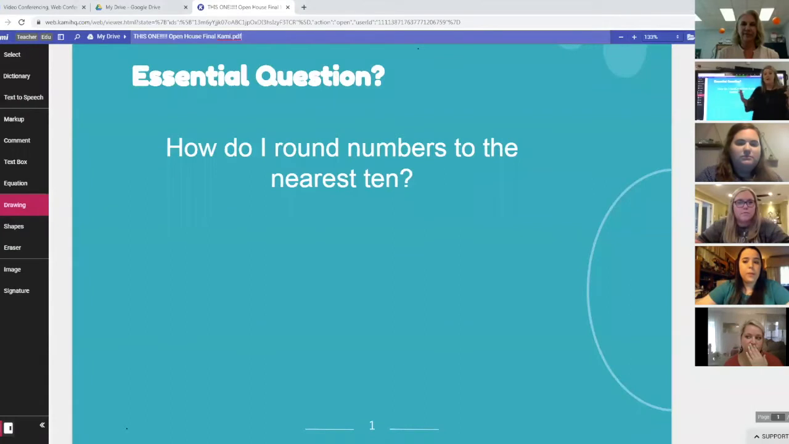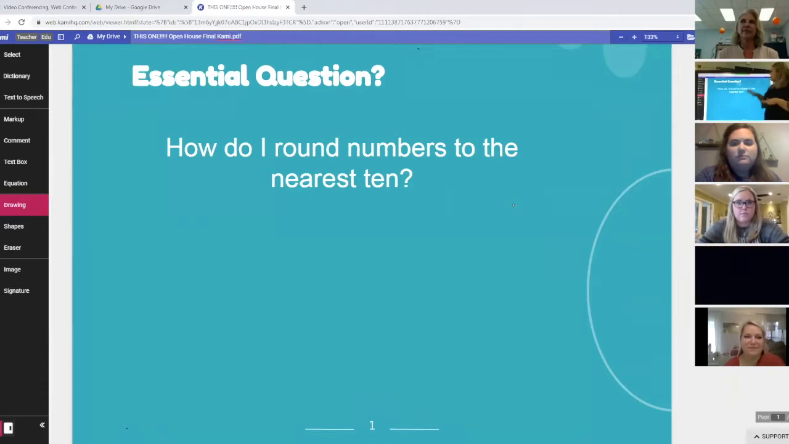All right, so our essential question that we'll be able to answer by the end of this lesson, and I want to remind my students, this is our third day working on our rounding lesson, so it is a little bit of a review and practice. By the end of our lesson, we want to make sure we can answer the question: how do I round numbers to the nearest 10? So let's get started.